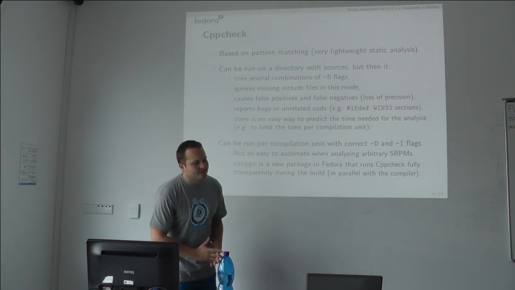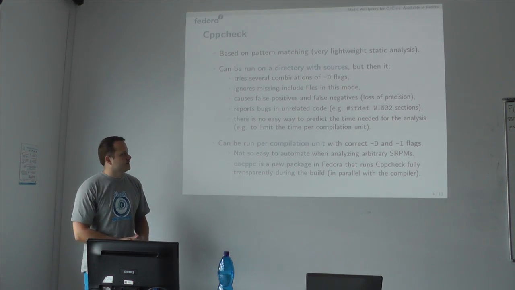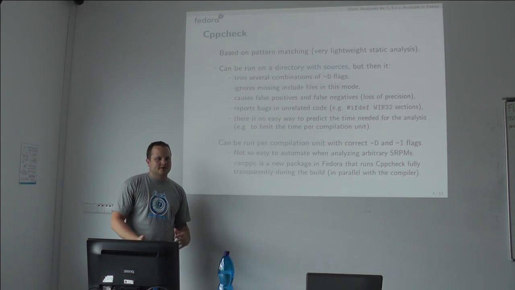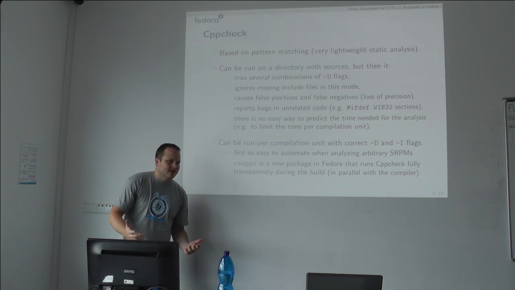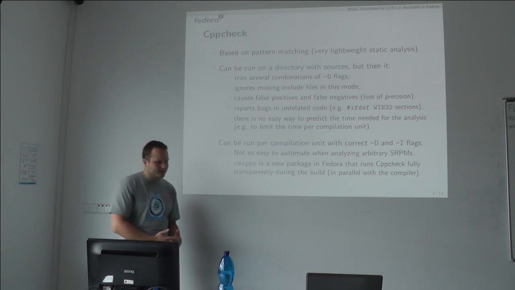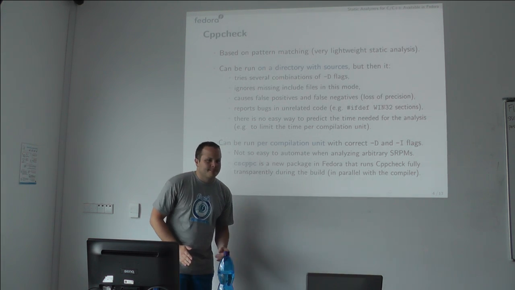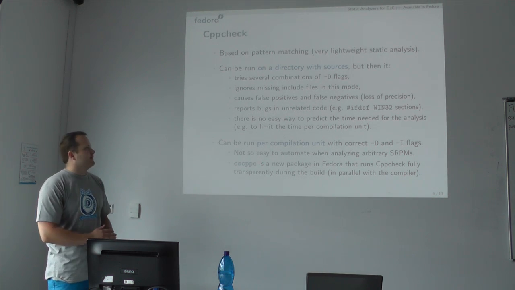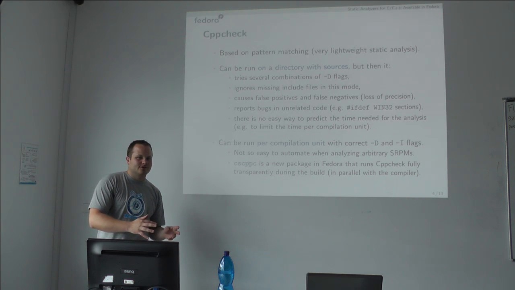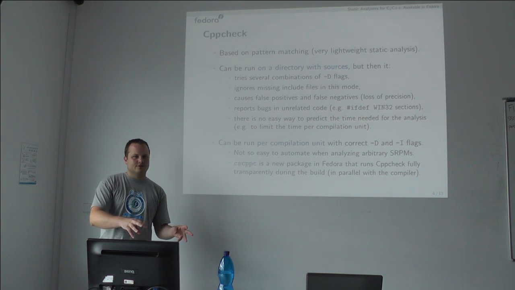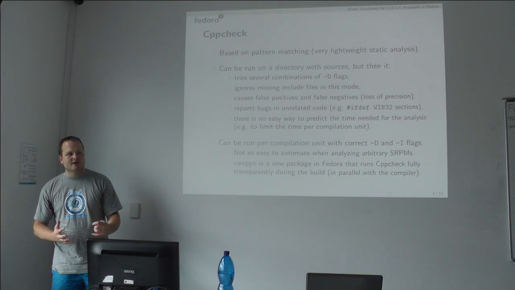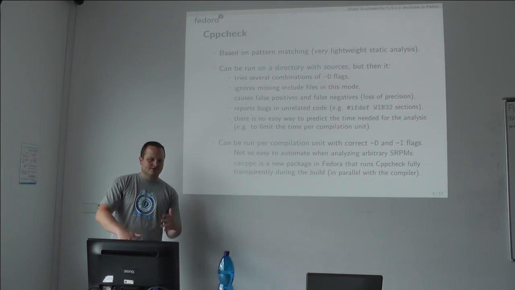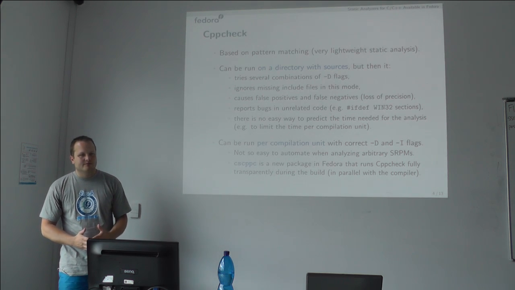The second major static analyzer was Cppcheck, which is based on pattern matching. That's a very lightweight static analysis. We cannot expect much, but it still provides quite useful results. There are basically two choices for how to run Cppcheck. The first one is easy. We just give it a directory with sources and run Cppcheck on it, without actually telling Cppcheck how the source code is supposed to be built. So it is not very precise.